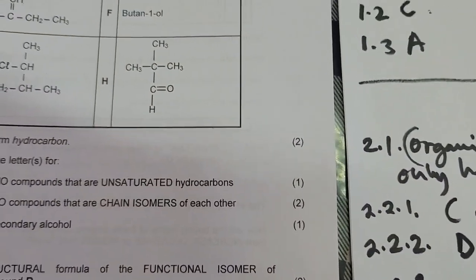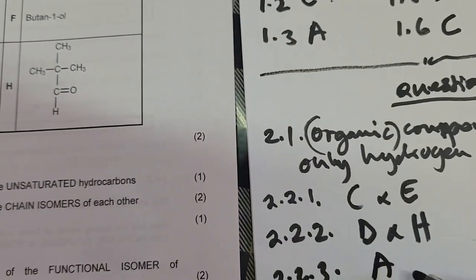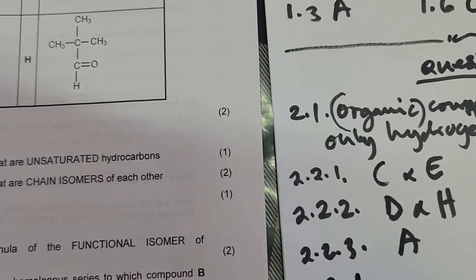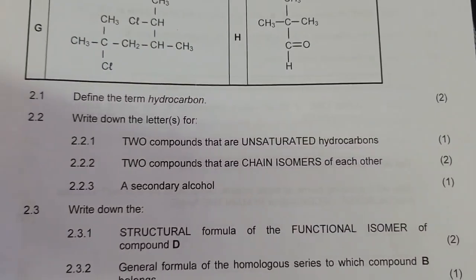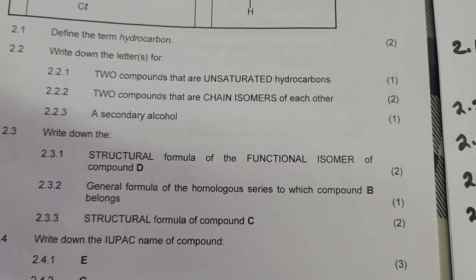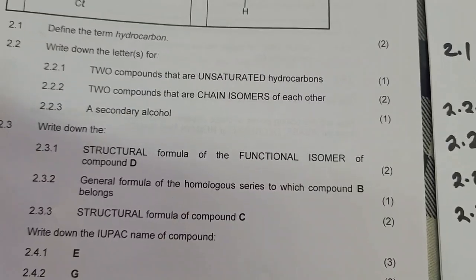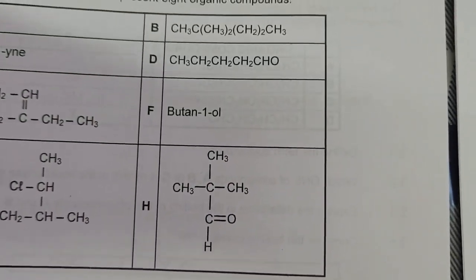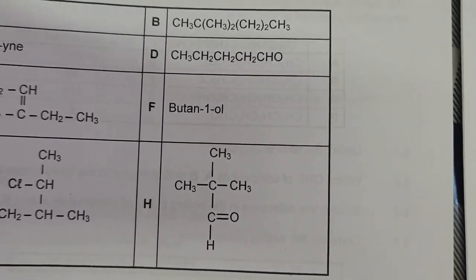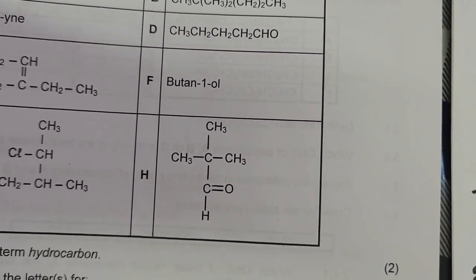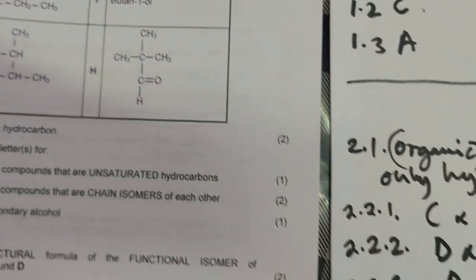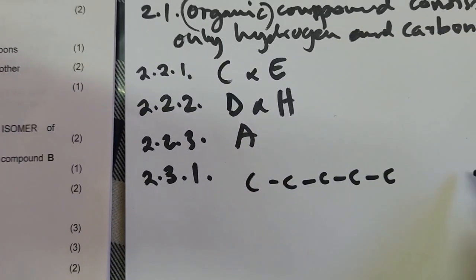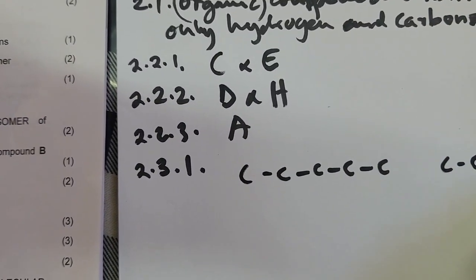2.2.3. A secondary alcohol, obviously, is A. We said that. And that's the beauty of analyzing this before you start answering. So you will spend less time when you are answering this, rather than the structural formula of the functional isomer of D. D is an aldehyde. Functional isomer will be a ketone. Therefore, we need to write the structural formula of a ketone with 5 carbon atoms. 1, 2, 3, 4, 5. There will be many. 1, 2, 3, 4, 5.